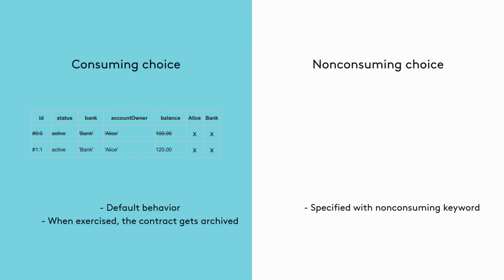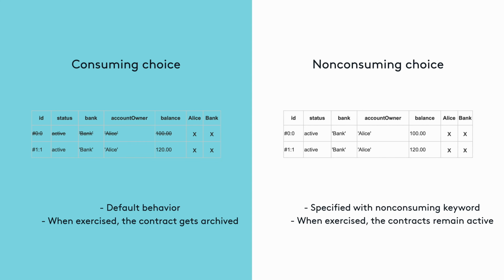If we want to make the deposit choice non-consuming, then we need to use the keyword non-consuming in the choice definition. In that case, when Alice exercises this choice, the older row will not be marked as inactive, and a new row will be added with a new balance. This isn't really what we want in this case because now Alice's account has two active rows, which means she has two bank accounts, one with the balance of $100, the other with the balance of $120. So we should keep the deposit as a consuming choice. There are situations where having many active records is exactly what we want, and we'll look at those later.